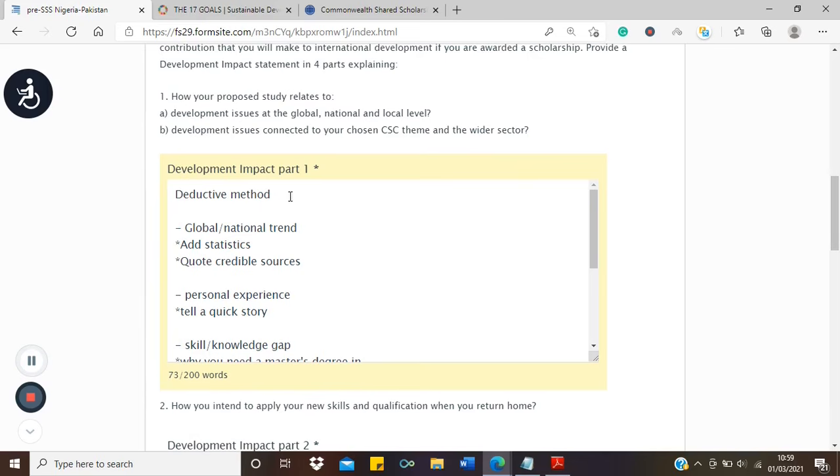So first, we'll start with what I call a deductive method. And forget the grammar, it means something quite simple. It means starting from the general to the particular. Starting from general trends, national trends, to particular experiences, to your particular encounter with this issue, with this problem.